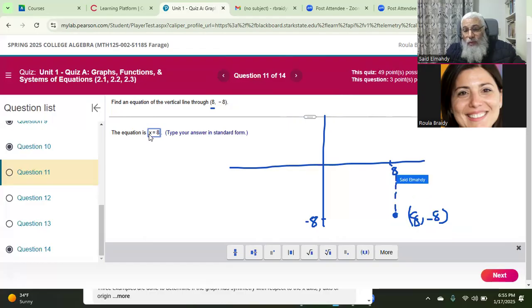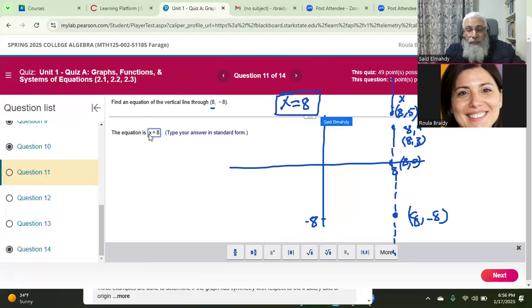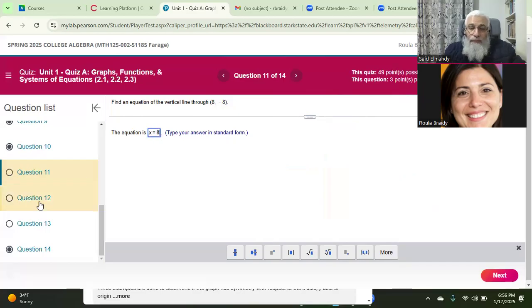So a vertical line always has a constant x. Any point on this line has x of 8: (8, 5), (8, 4), (8, 3), (8, 0), and so on, (8, -8). The equation is always x equal to 8, whatever y is, 1,000, 1,000,000, 0, -10. y does not matter. It is just x equal to 8. That's it. Okay. Thank you. You're welcome.